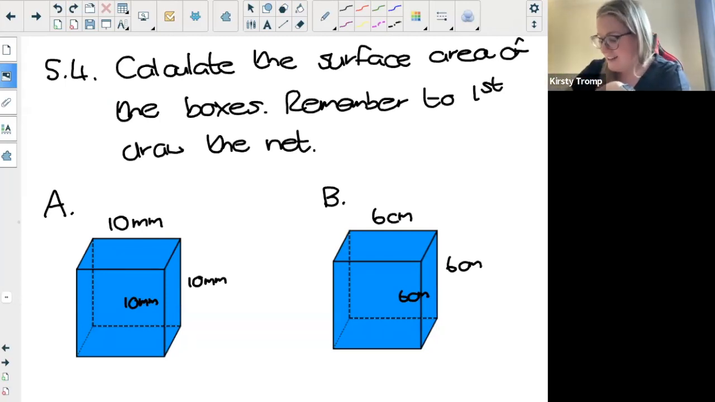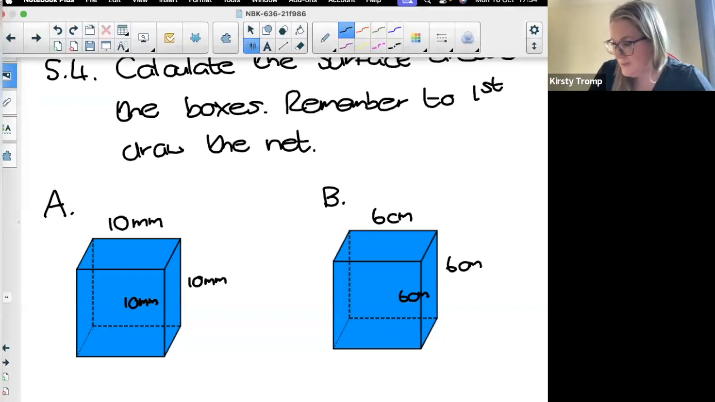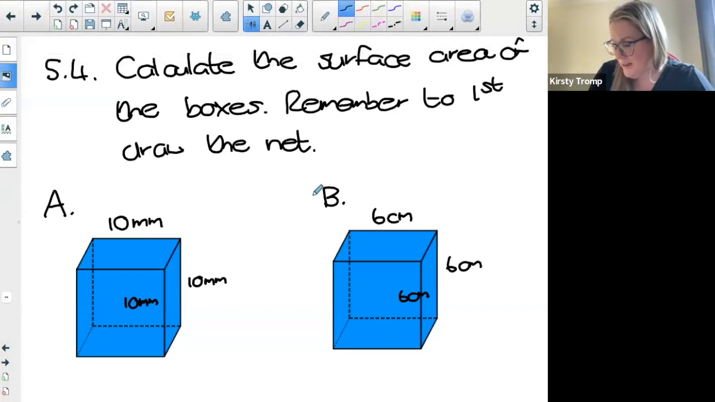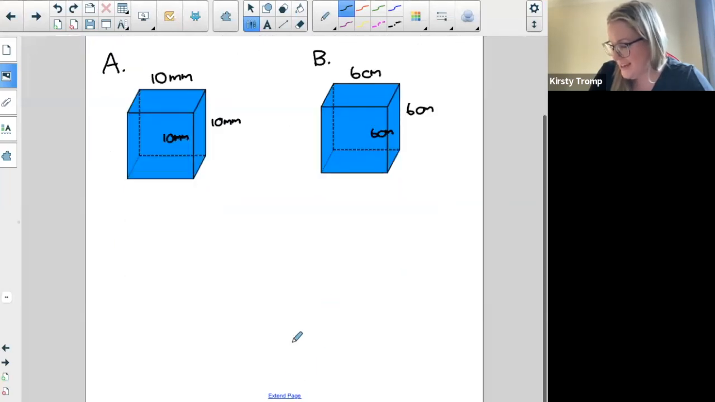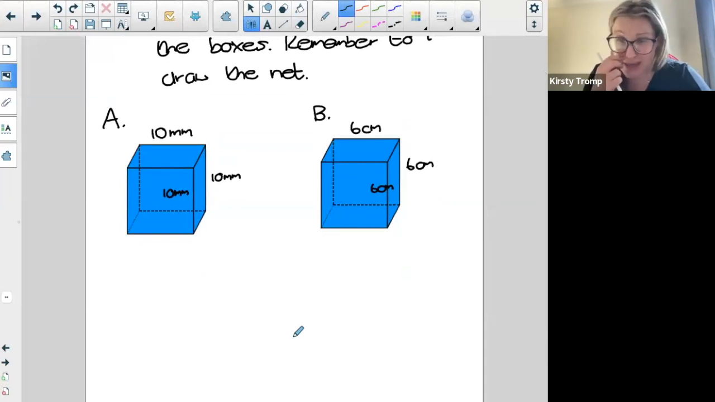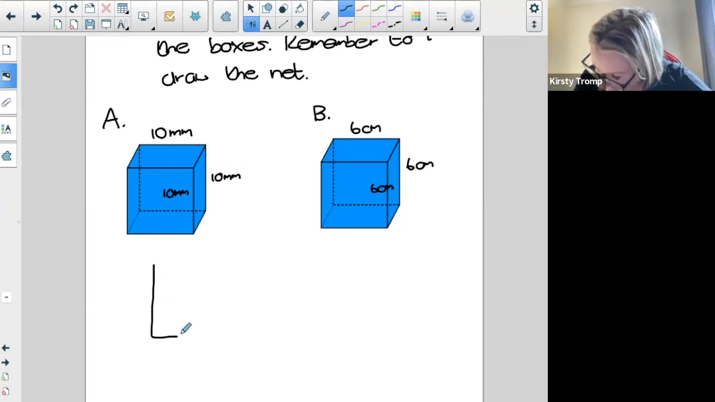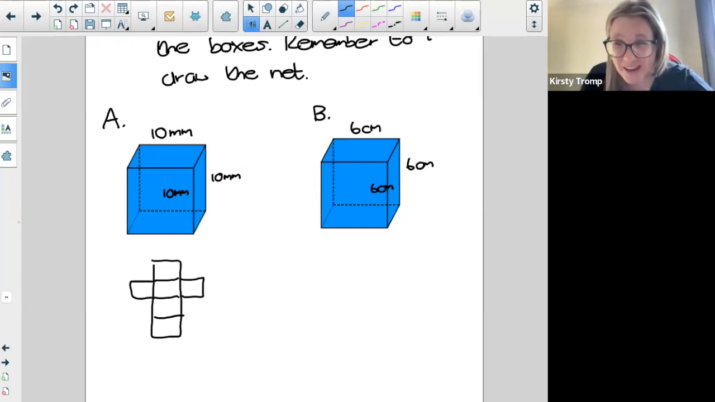Okay. All right, guys. Let's go and do number A together. The first thing we want to do with number A is see what the net would look like. Now, I'm not going to draw the net all nice and neat, because I'm just using it to help me. So I'm going to do it like this. 1, 2, 3, 4. There's my 2 arms on the side. They kind of look like squares.